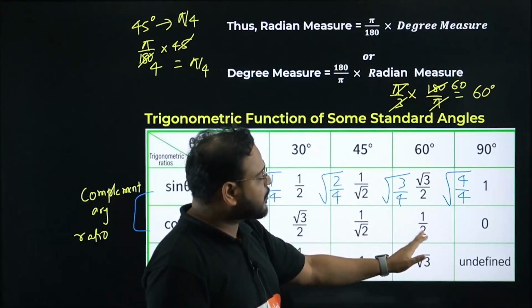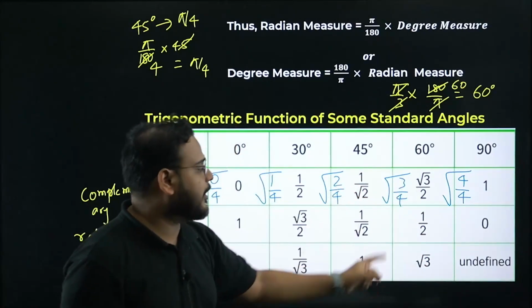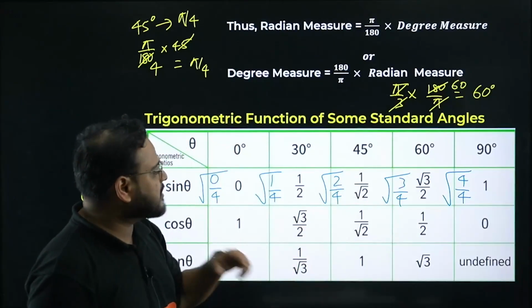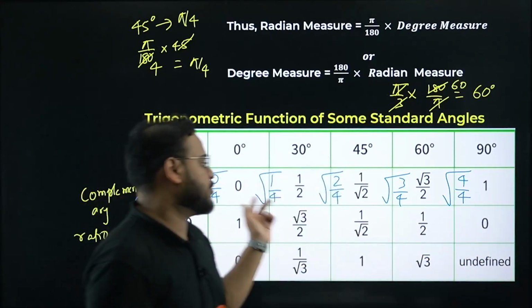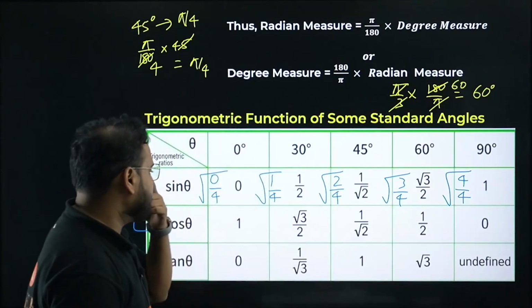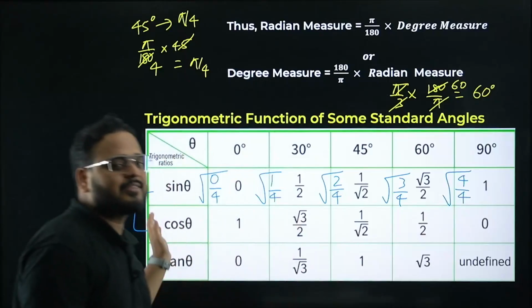Again, if you go over here, cos 60 will be the same as sine 30 because 60 and 30 are complementary. You have 1 by 2, 1 by 2. And of course, if I go to cos 90, I have to go back to sine 0, which is 0. Simply reverse the values that you have: 0, 1 by 2, 1 by root 2, root 3 by 2 and 1 in the case of cos.